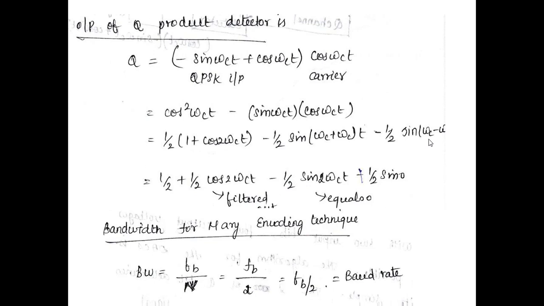And then we come to the bandwidth of the M-ary encoding technique. So here the bandwidth is fb by n. Here n is equal to 2, so fb by 2. So fb by 2 is our bandwidth, which is equal to the baud rate.